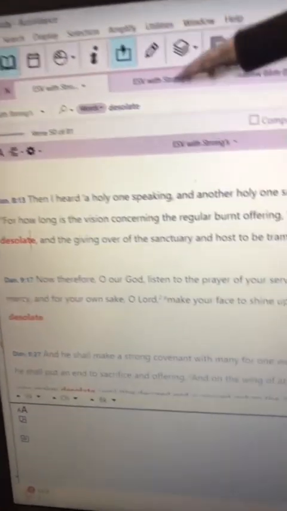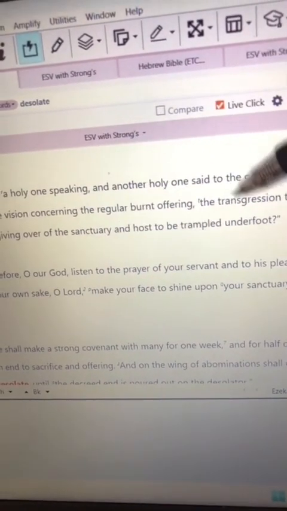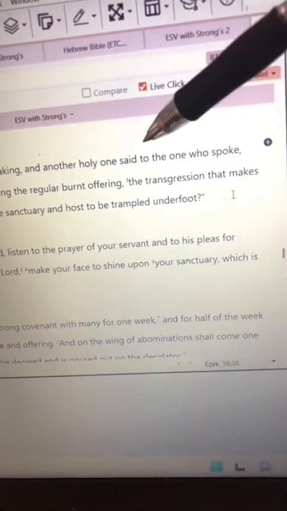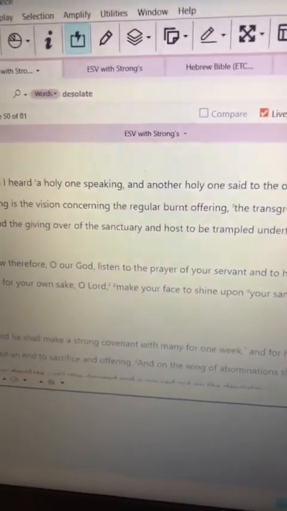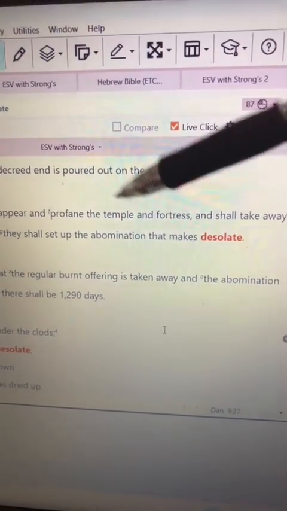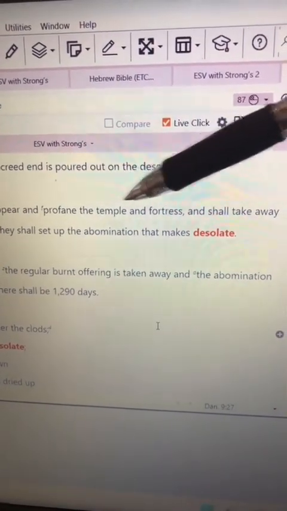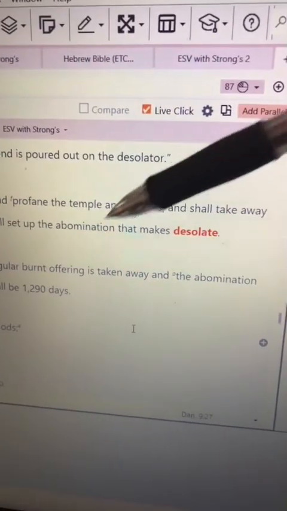So in Daniel, it talks about the regular burnt offering. What is the regular burnt offering? That is the light in the temple. And the transgression of that makes desolate, that makes that regular burnt offering, the light in the temple go out, and then the sanctuary is being given over and going to be trampled. So they've profaned the temple. We don't have a temple other than our bodies right now. And shall take away the regular burnt offering, and shall set up the abomination that makes desolate, not being able to hear.